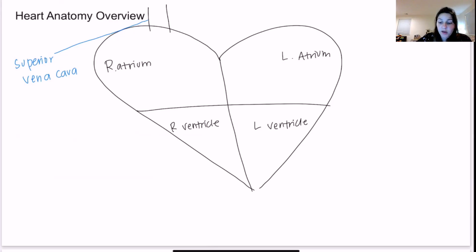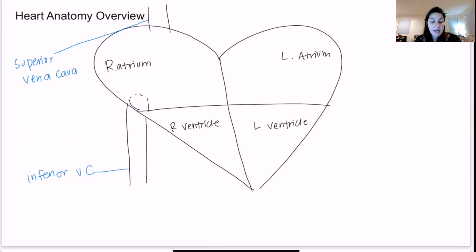We also have one coming, this vessel comes from the back. So we have a superior vena cava. We also have an inferior one. So it kind of goes like this, into the heart like that, into the right atrium. And this one is called the inferior vena cava. VC, vena cava.